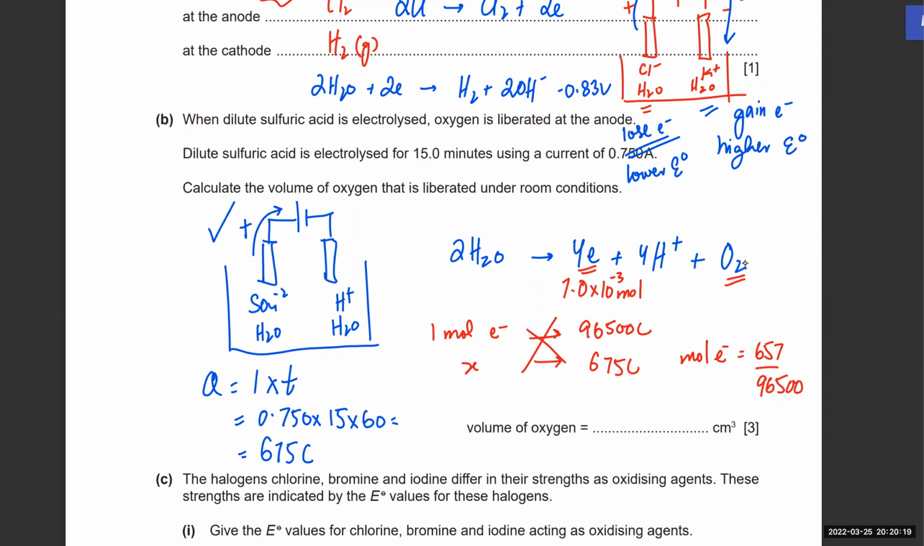So how much is that? 1.75 into 10 to the power minus 3. So it's 1.75 into 10 to the power minus 3. And the next thing is, that's the moles. And remember room conditions, so you have to find the volume of oxygen. So into 24 dm cube.